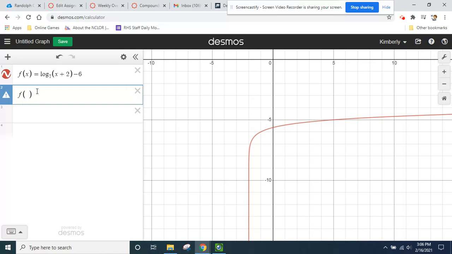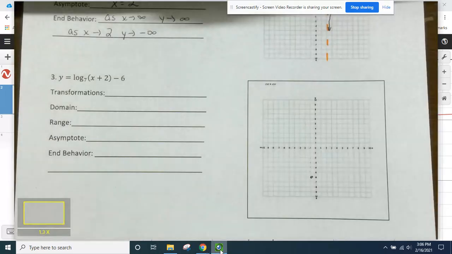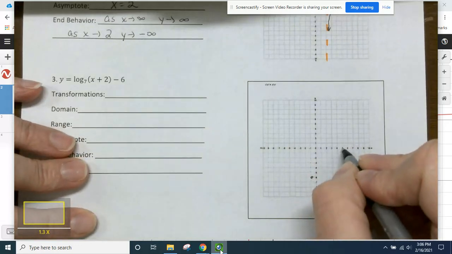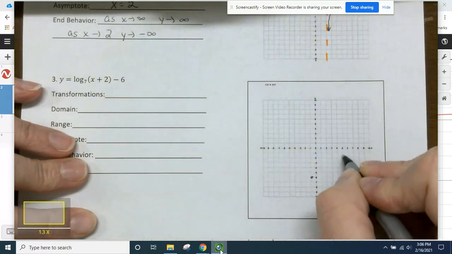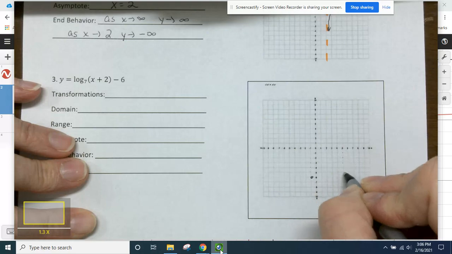Let's see what kind of points I can get. I think I did the point negative 1, which is negative 6. So I'm going to graph that on mine. So negative 1, negative 6. And the other point that I chose to do was 5, I think. Let's see if that's right. Yeah, so at 5, we get negative 5. So I graphed negative 1, negative 6, and then at 5, we get negative 5.